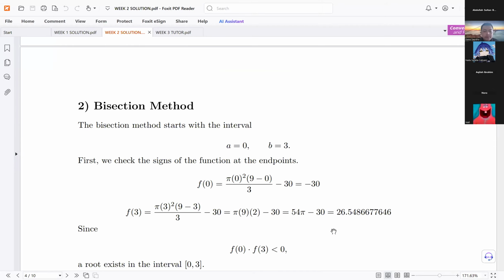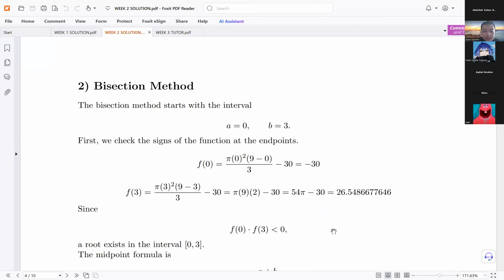in the interval of 0 until 3. You already know this formula from the PowerPoint. So the midpoint formula, because this is the bisection method, we have to calculate the midpoint.